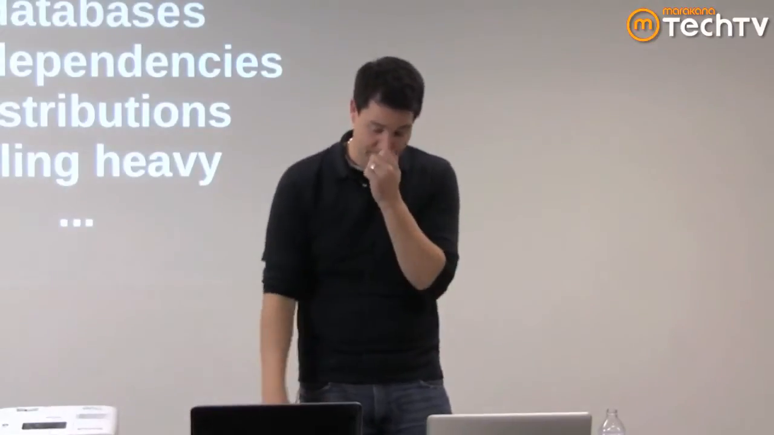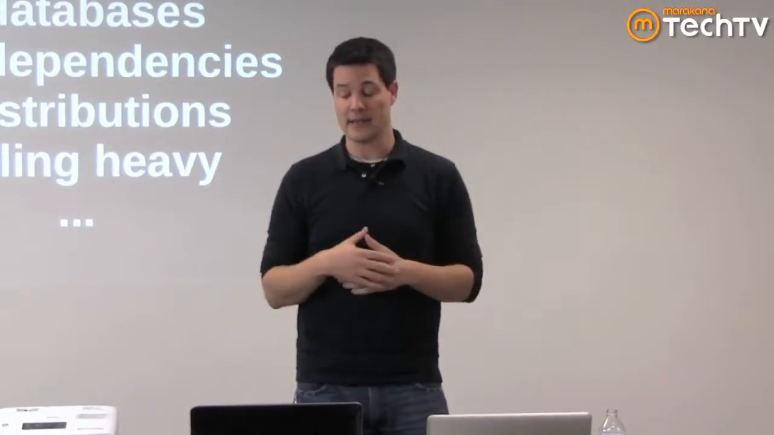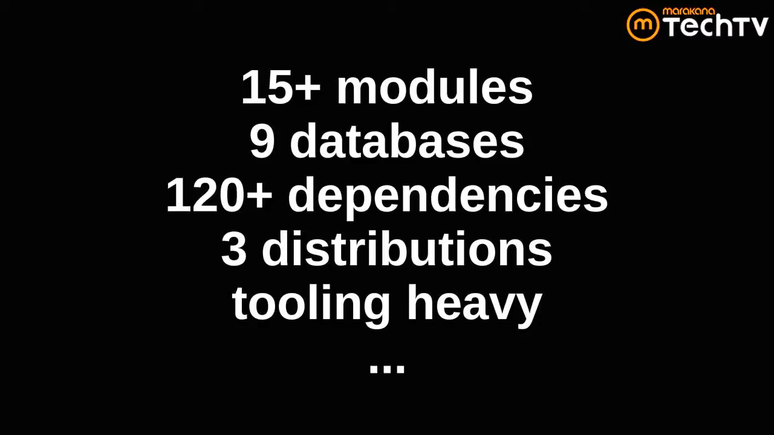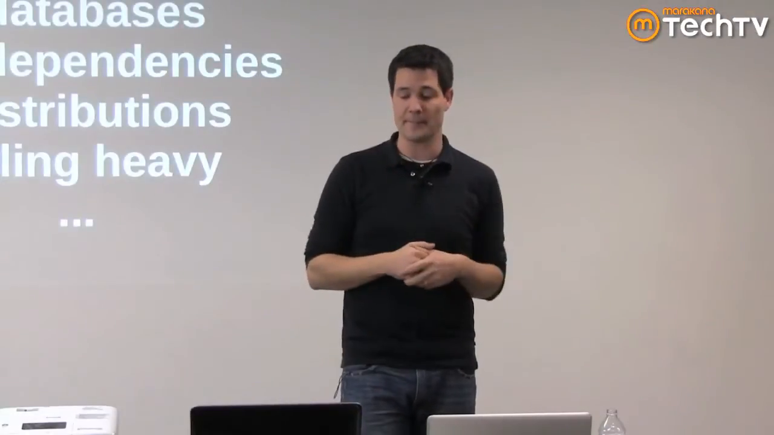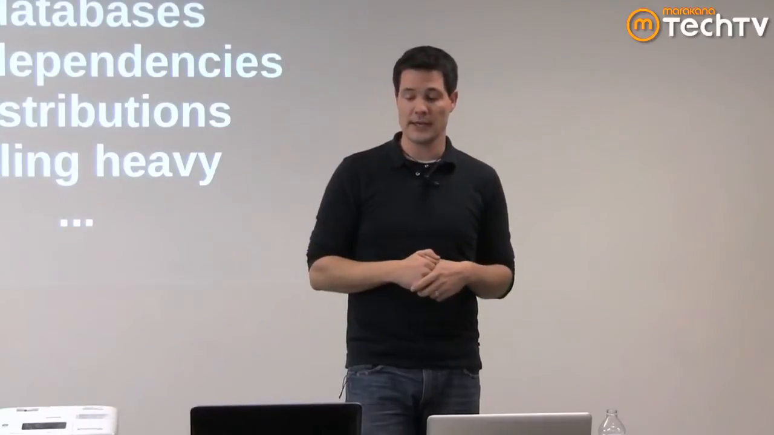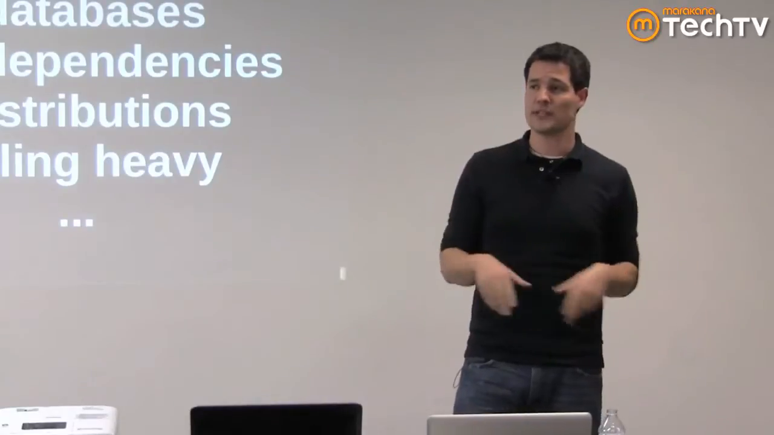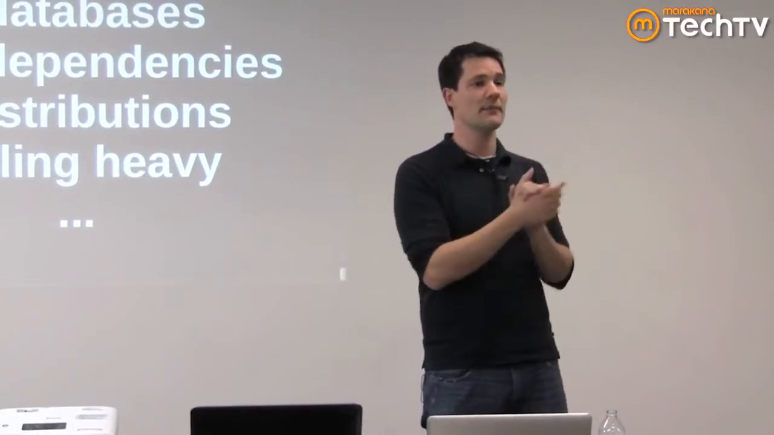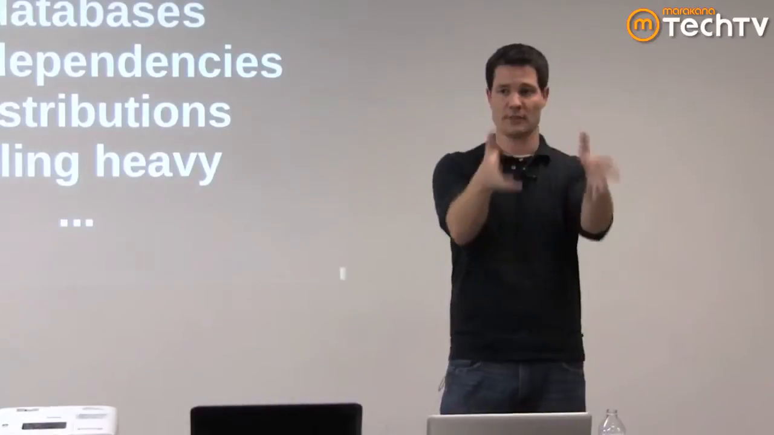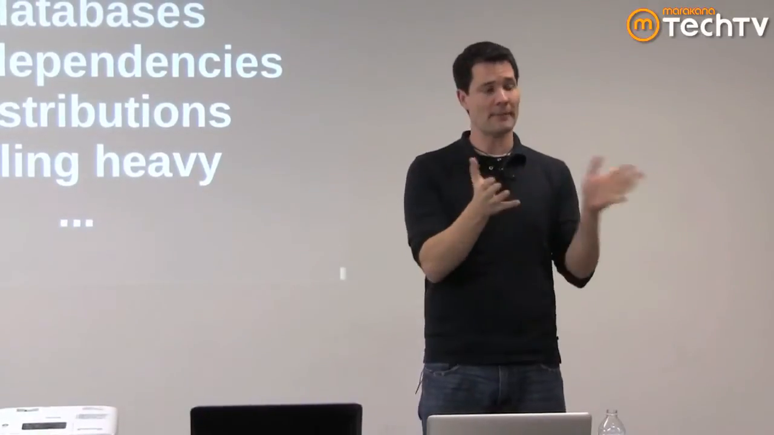So in that specific project, we had more than 15 modules. We supported 9 databases, which is a lot of databases. We had more than 120 dependencies, all of them open source, since Apache only allows you to release open source software as part of your product. We had 3 distributions, so we had a standalone distribution that ran straight on Tomcat, like a WAR file that you can just deploy, like a web application.